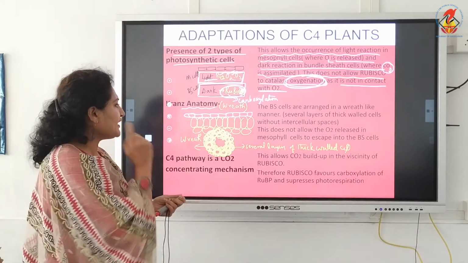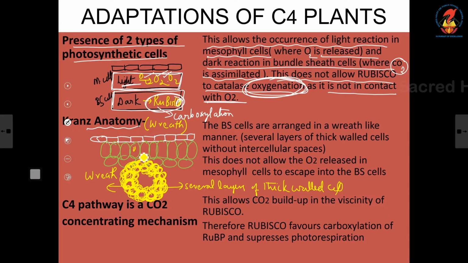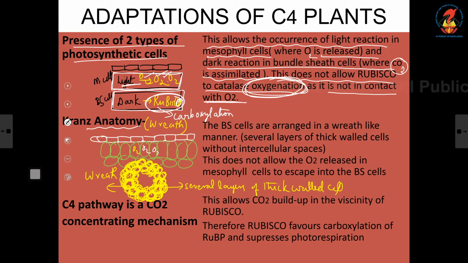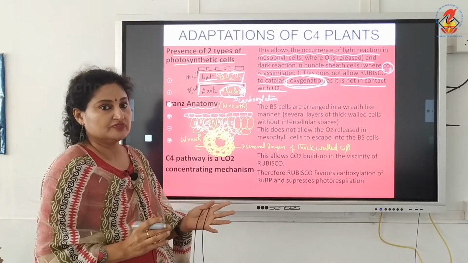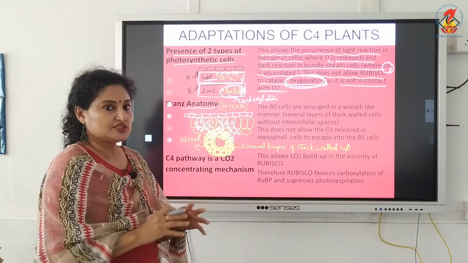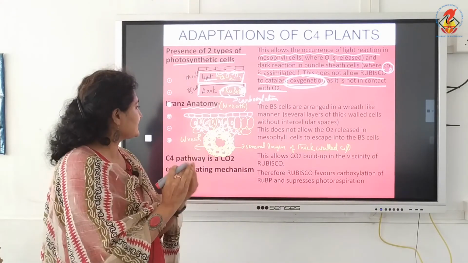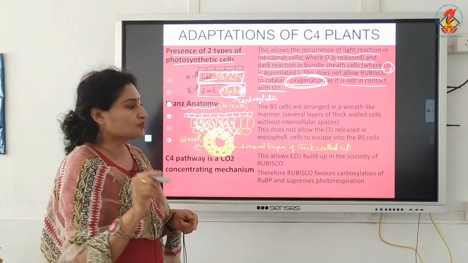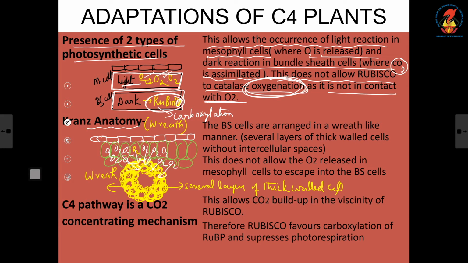thick wall cell. Why? The advantage is that I told you oxygen is produced where? In the mesophyll cells because of light reaction. Light reaction is taking place in a mesophyll cell, oxygen is emitted. Now there is no chance of this oxygen to get into the bundle sheath cell. Why? It is thick walled. Because it is thick walled, it is impervious, and not only that, many layers. And so airtight it is, there is no chance of this oxygen to enter the bundle sheath cell where our rubisco is present.